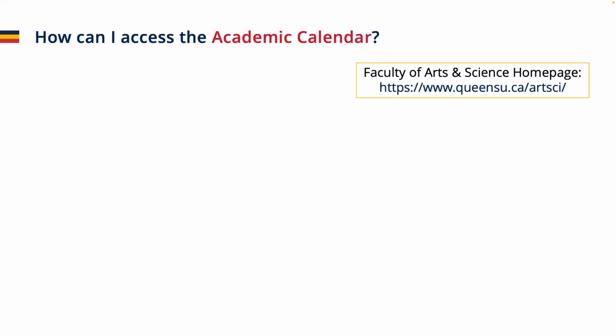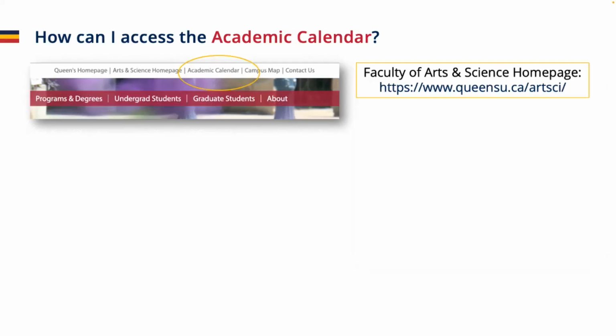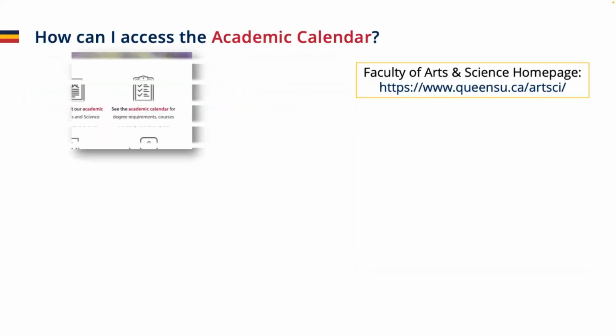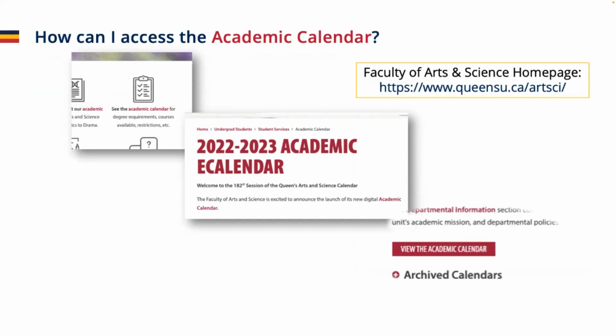To find the academic calendar, go to the Queen's Arts and Science homepage at queensu.ca/artsci. You can either click the link at the top of the page, the gray text in the white bar, or there is another link partway down the page. Either link will lead you to a web page that contains information about the academic e-calendar, and if you scroll down to the bottom of that page, you will find another link to the calendar as well as archived calendars from previous academic years. Sometimes degree plans change, so it is important to check the calendar for the year you started your undergrad at Queen's.